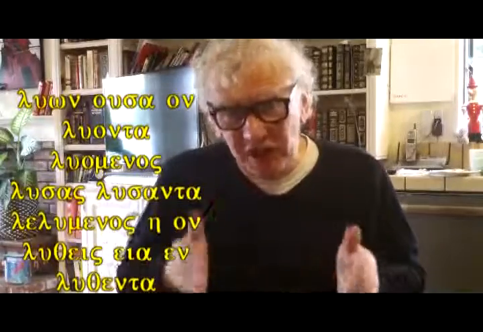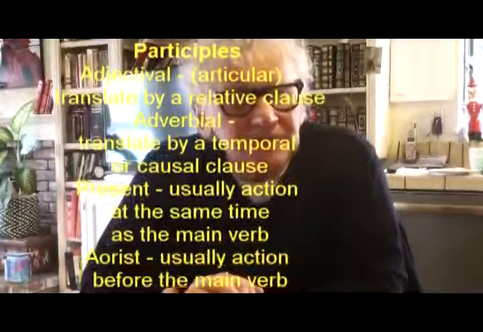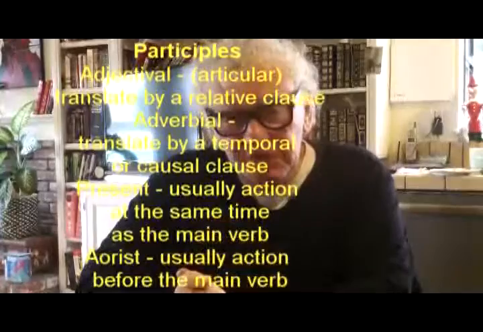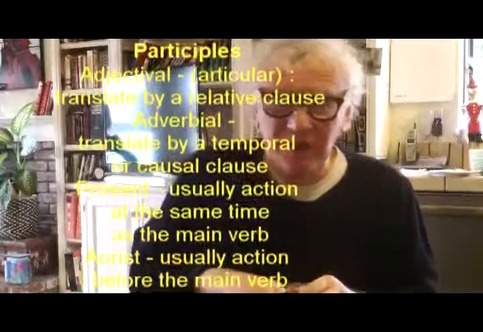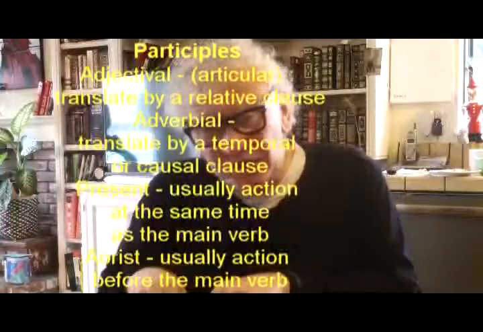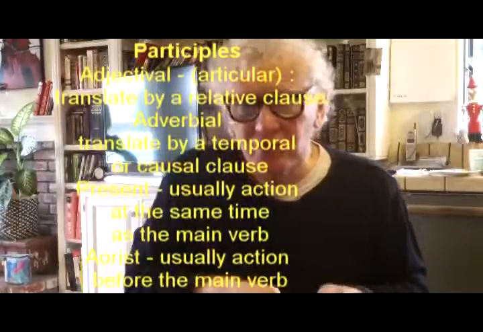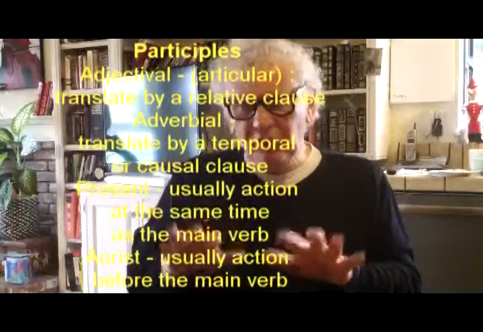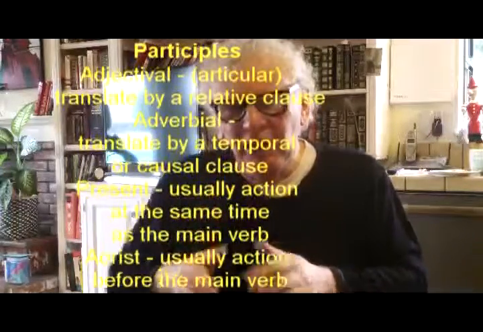You know the adjectival use of the participle, where it's used as a sort of definite article in a sense, and so is translated as a relative clause in respect to the main verb, or the adverbial use, which is used in respect to a temporal or a causal element. And the present participle, when put in, say, as a relative clause, in respect to the main verb is going to be action that's going on at the same time as the main verb, whereas an aorist participle will usually be action that occurs before the main verb. Those are just simple elements in respect to participles that, if you don't get too bogged down in the proliferation of forms and just understand that, is going to help you tremendously as we go forward.